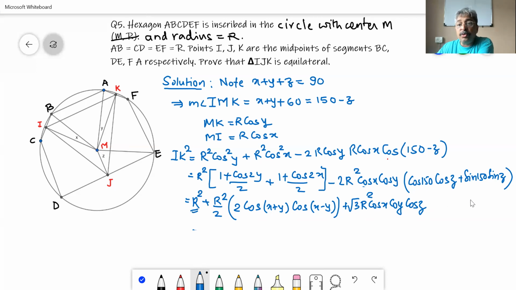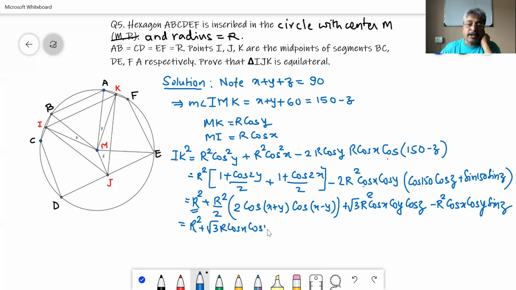And therefore, one by one, we have to look at all the terms and figure out how we can make them symmetric with respect to x, y, z. What is the second multiplication? It is half. Sine 150 is half. That makes it minus R square cos x cos y sin z. Right? So now let us expand. Maybe we have to write these terms as they are, which are going to be constants. R square, root 3 R square cos x cos y cos z. So we have achieved the symmetry.